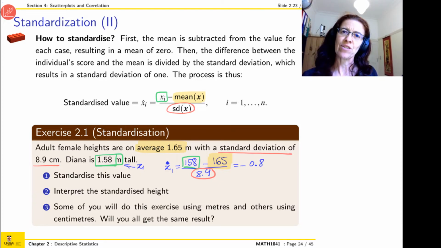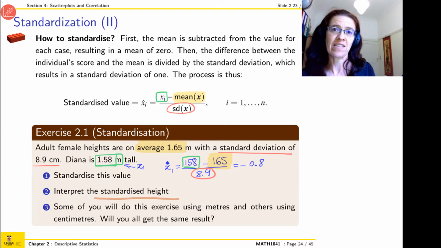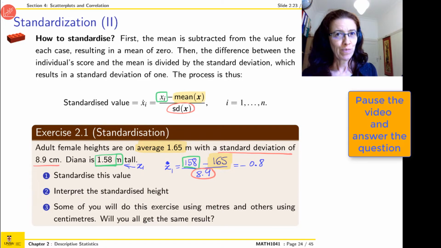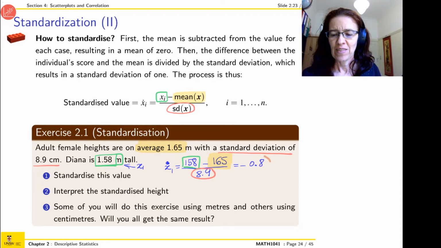So that was for question 1. Question 2, interpret the standardized height that you just got. Would be really good if you could pause the video and in your head you try to have a sentence which explains what that means. This minus 0.8 for the standardized value means that Diana's height is 0.8 standard deviations below the mean.